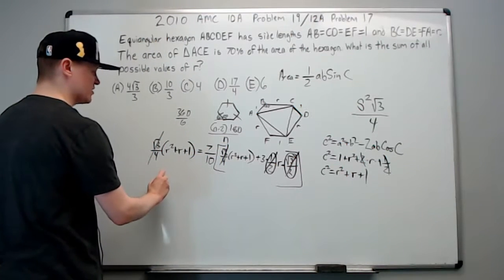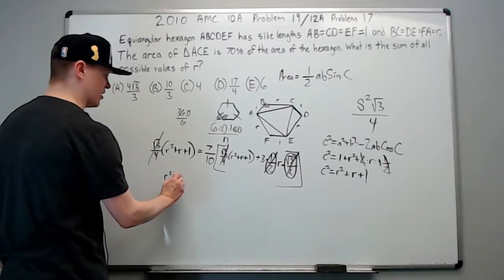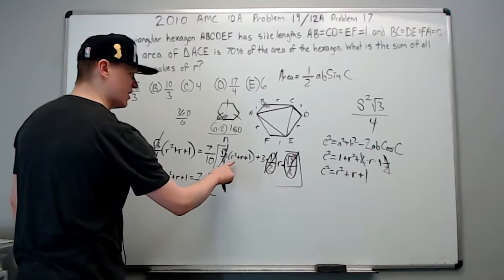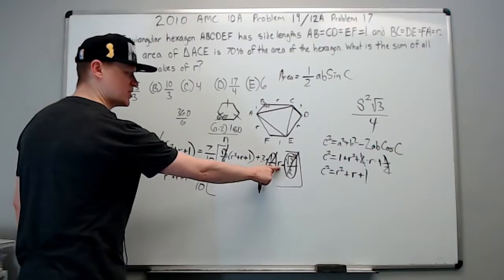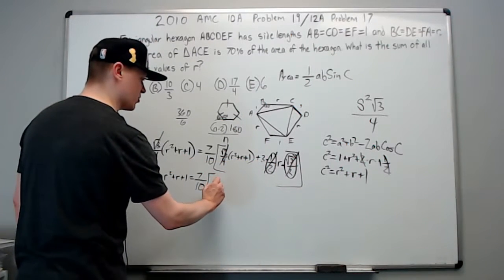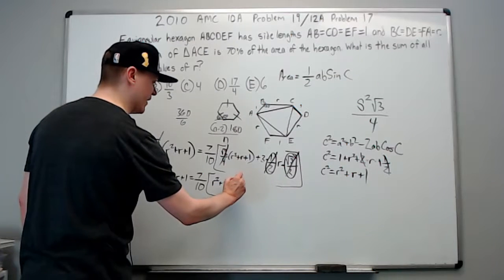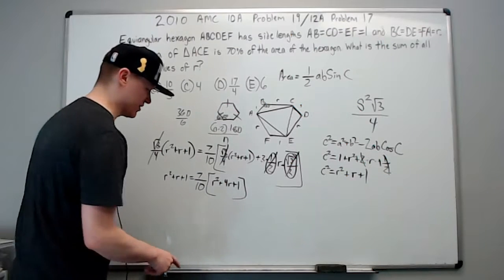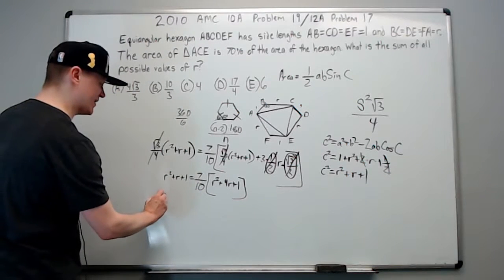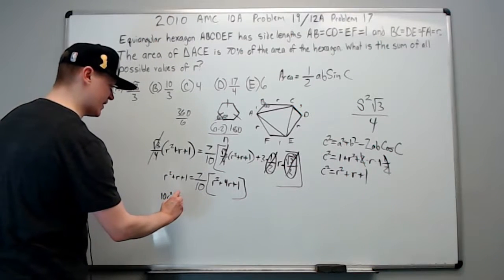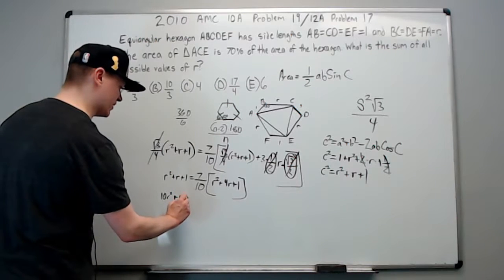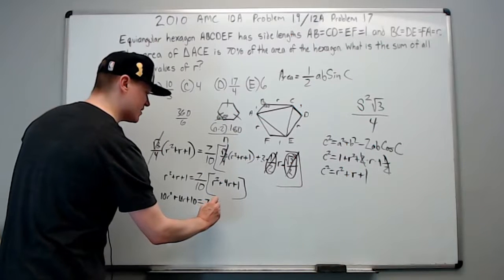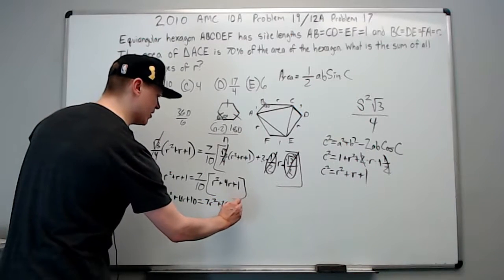So now you're going to have r squared plus r plus 1 equals 7 over 10 times r squared plus r plus 1 plus 3r, which is r squared plus 4r plus 1. Again, do you want fractions running around? No, nobody likes fractions, right? Multiply by 10 and get rid of them. So you're going to get 10r plus 10 equals, and distribute the 7 at the same time, 7r squared plus 28r plus 7.